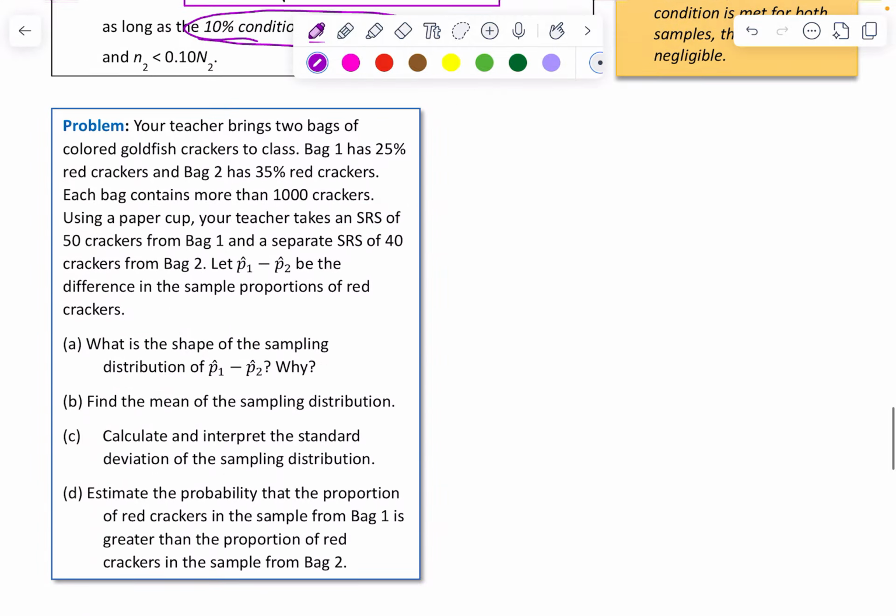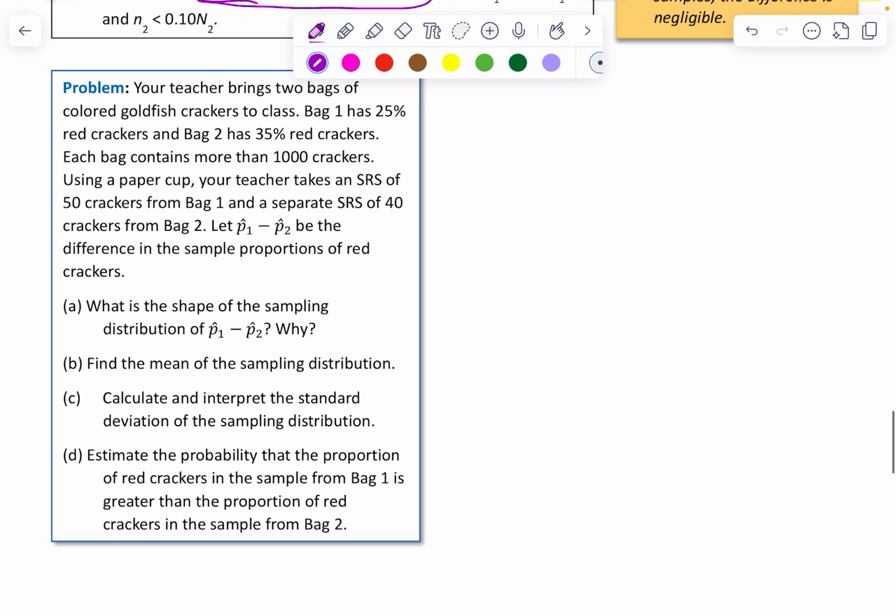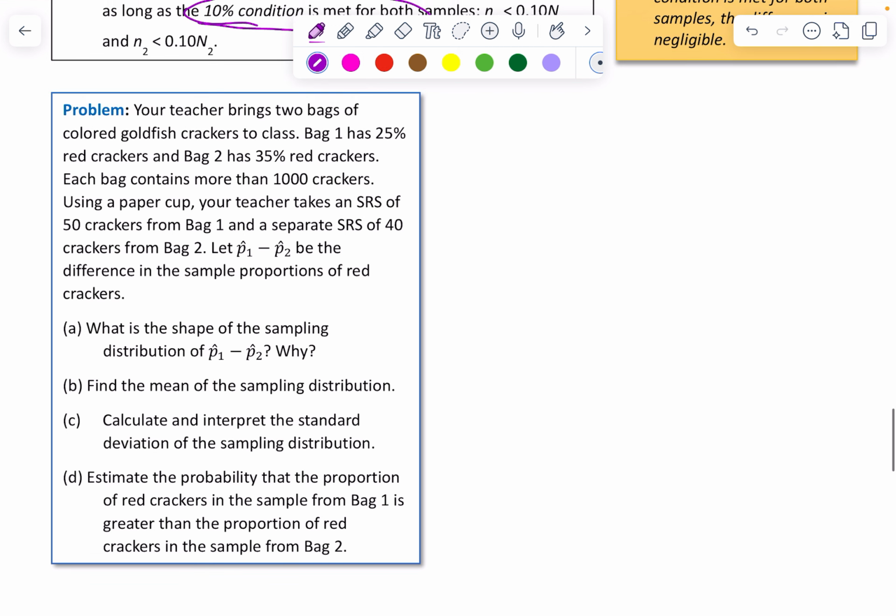All right, last example, let's just do this. It's not that complicated. So your teacher brings two bags of colored goldfish crackers to class. Bag 1 has 25% red crackers and bag 2 has 35% red crackers. Each bag contains more than 1,000 crackers. Using a paper cup, your teacher takes a simple random sample of 50 crackers from bag 1 and a separate simple random sample of 40 crackers from bag 2. Let p1 hat minus p2 hat be the difference in sample proportion of red crackers. What is the shape of the sampling distribution?